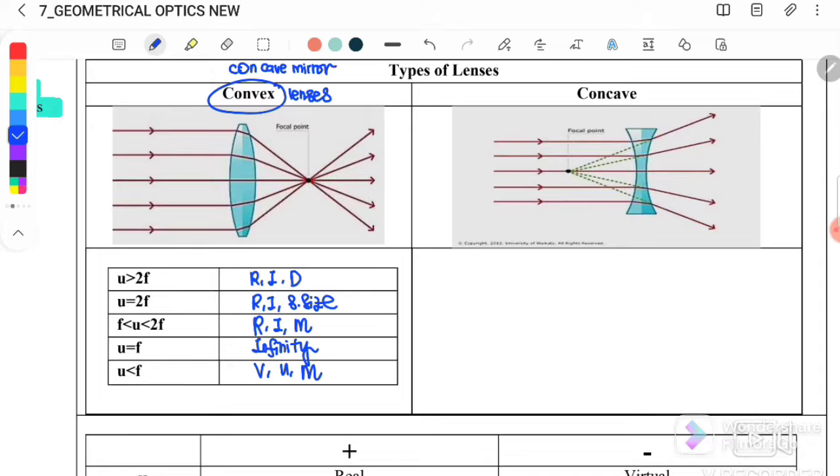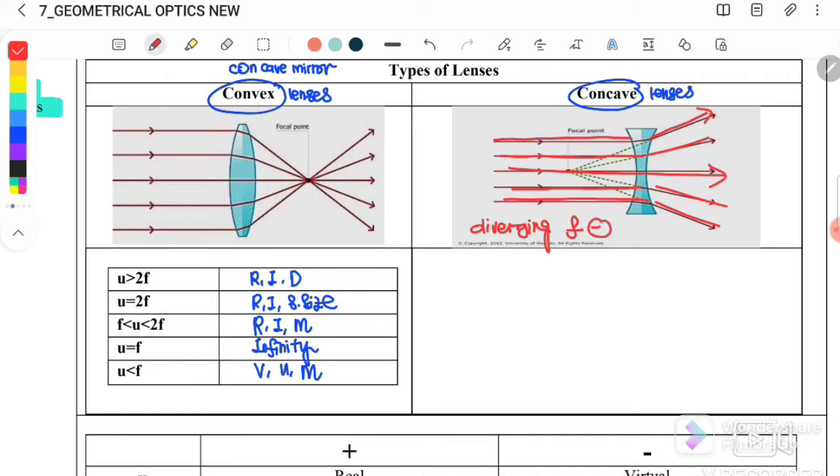Next, concave lens. If you observe here, because it is refraction, the incident ray will be refracted outward, spreading out. Therefore we call this diverging, and the focal length here is negative.